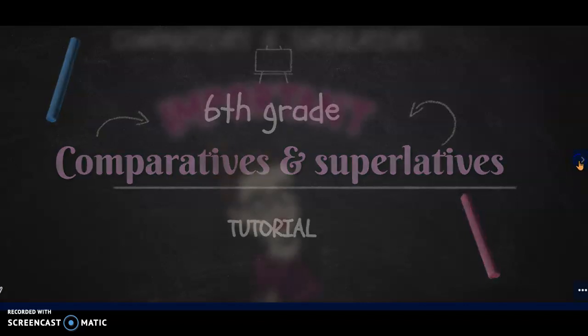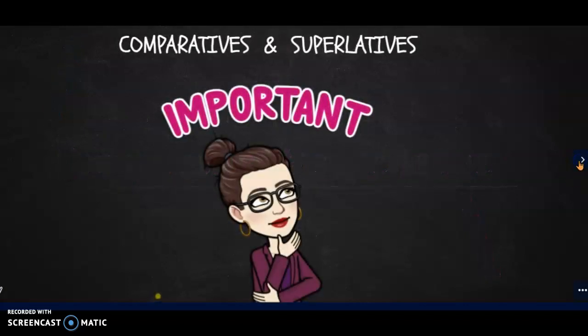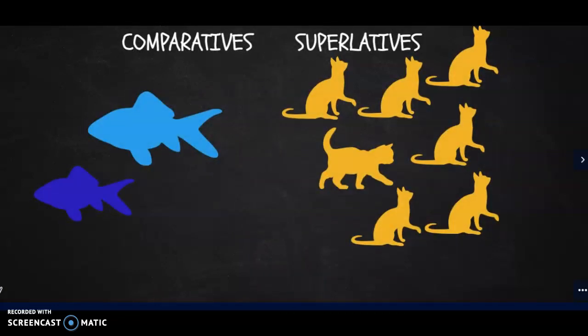Let's start. In class, we learned the basics. We know how to distinguish comparatives and superlatives, and we know we are describing nouns. We are giving characteristics of a thing, of a person, or of a place. So let's remember a little bit of last class content.